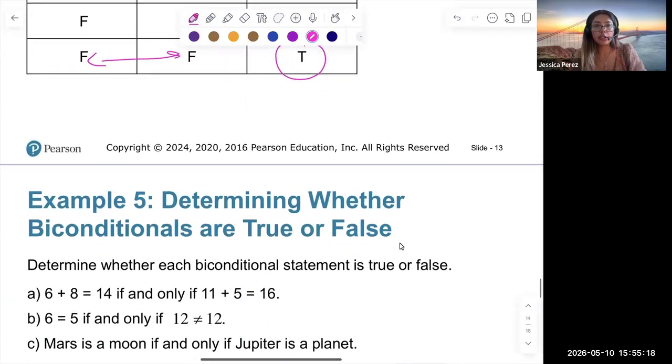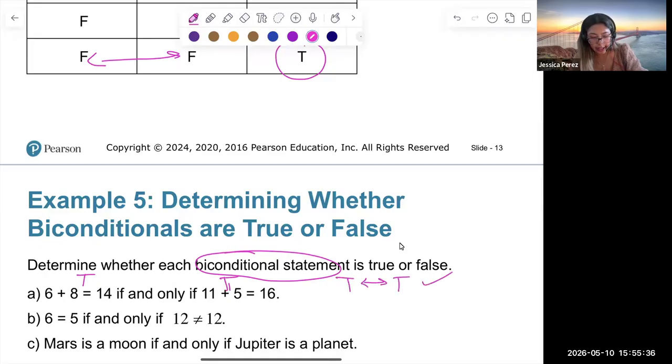So let's look at the definition. Determine whether each conditional statement is a biconditional. We want to check if it's true or false. So 6 plus 8 equals 14, that's true. If and only if 11 plus 5 is 16, T. Yes. So T, T, double T, it's a T.